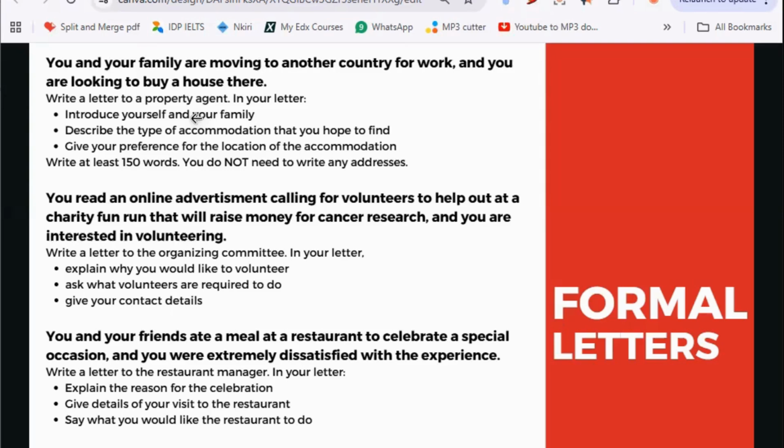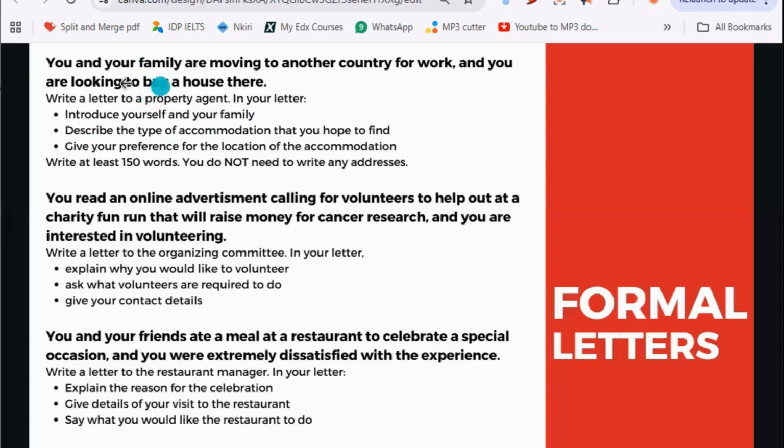So if you look at this here, we have examples of formal letters. You and your family are moving to another country for work, and you are looking to buy a house there. Write a letter to a property agent. In your letter, introduce yourself and your family. So I'm writing to a property agent, so I don't know the person. He's in another country. I probably saw that person's contact online. So you introduce yourself, you describe the type of accommodation that you hope to find, and give preference for the location of the accommodation. So in writing your letter, they're going to give you a background story, or we'll call it a prompt, a question prompt.